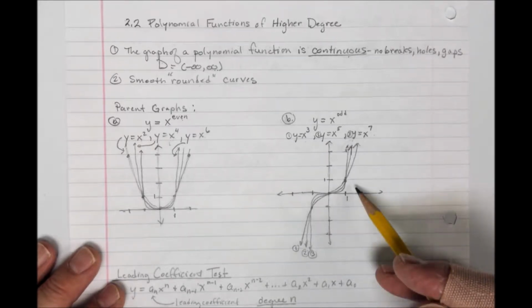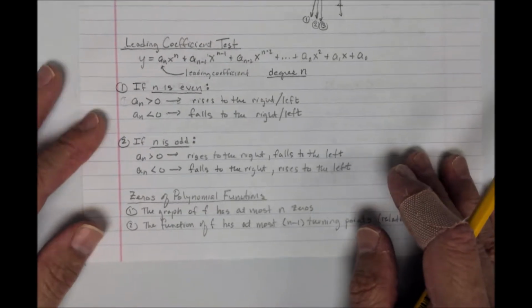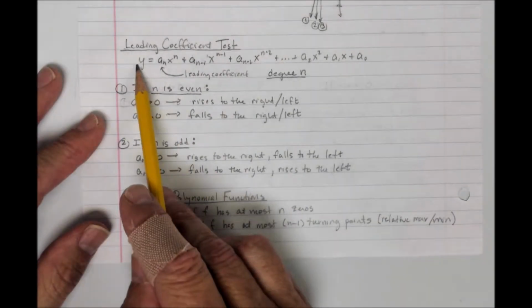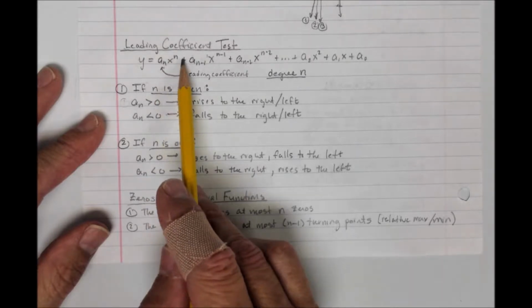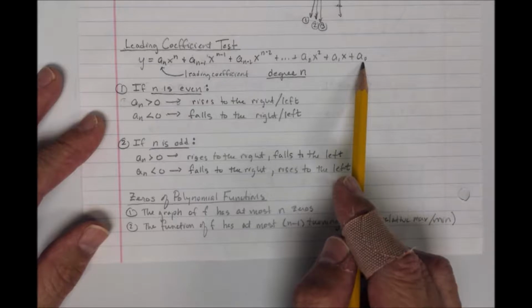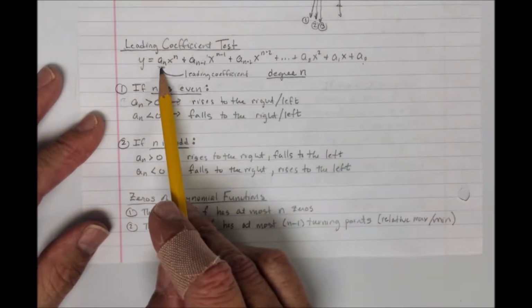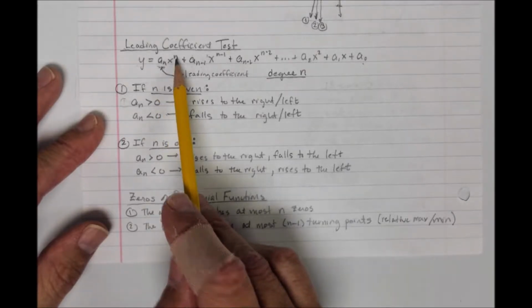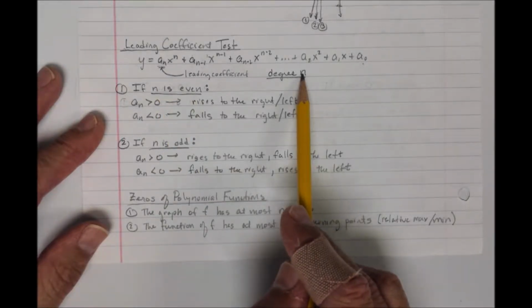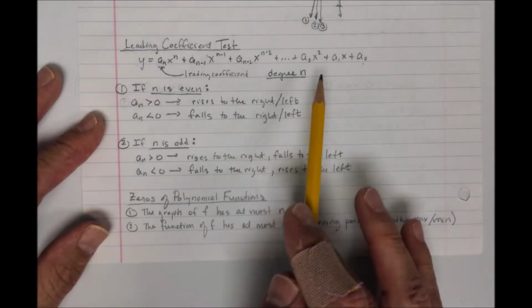Now we'll do graphs as well, but we'll find zeros and we'll do all that, and we'll of course use, here's the next part of your notes, the leading coefficient test. So if you have y or f of x equals a sub n x to the n plus a sub n minus 1 x to the n minus 1 and so on all the way to your constant term, a sub 0, you use the leading coefficient, that's the coefficient in front of the variable with the highest exponent, and of course the highest exponent, that's called the degree of the polynomial. So the degree of the polynomial will be some kind of a whole number. It will be either even or odd.